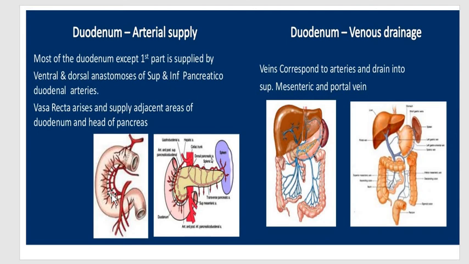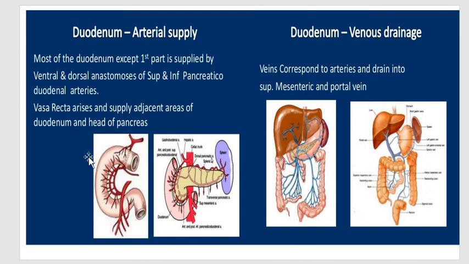The superior pancreaticoduodenal artery, okay, so basically the anastomosis which is done by the superior and inferior pancreaticoduodenal arteries in the concavity of duodenum. From this anastomosis, small end arteries come out. These straight vessels are called the vasa recta. They supply the adjacent areas of the duodenum as well as the head of the pancreas.